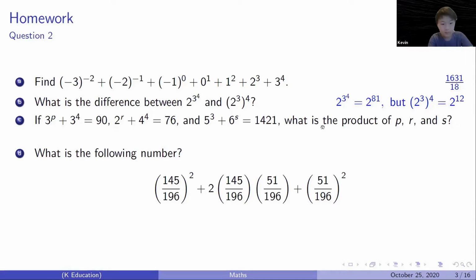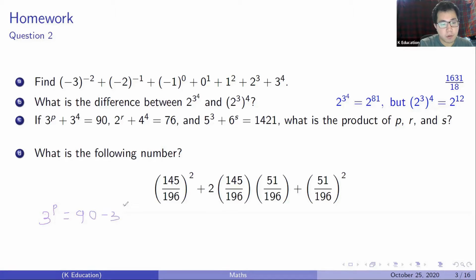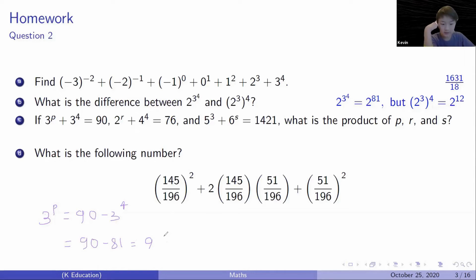So I first worked out what 3 to the power of 4 was. Okay, and 3 to the power 4 is 81, right? We just found out. Then you do 90 minus 81, which is 9. So 3 to the p had to be 9, so p is 2 because 3 squared is 9. Okay, yeah. I'm not really sure how to get r, but I got s instead.